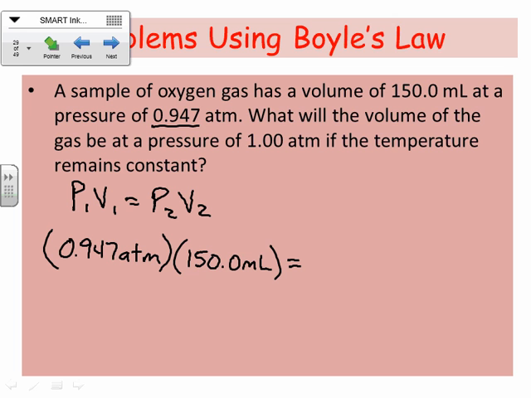And then what is the new volume at a pressure of 1 atmosphere? This is kind of way too much like the last one. Not the same numbers, is it? Okay. Actually, this is really easy, right? Because you're dividing by 1. So you just multiply the 0.947 times 150.